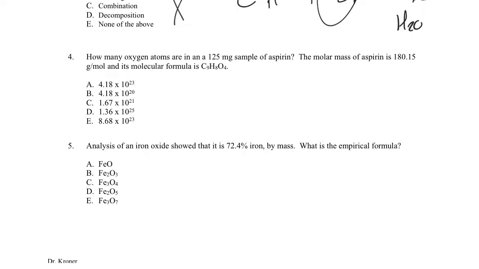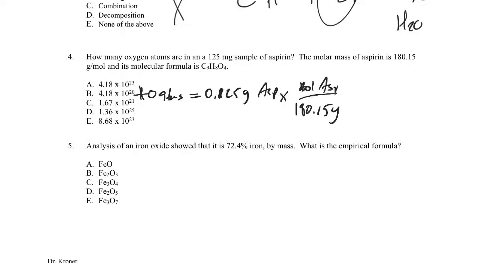So number 4, how many oxygen atoms are in a 125 milligram sample of aspirin? Okay, so the number of oxygen atoms is what we're looking for. Let's start with this in grams. 0.125 grams of aspirin. Let's use the molar mass of aspirin. It's actually given, that's nice, 180.15 grams per mole of aspirin.